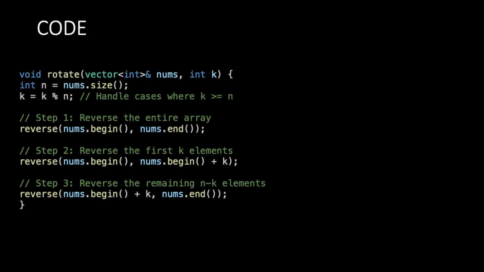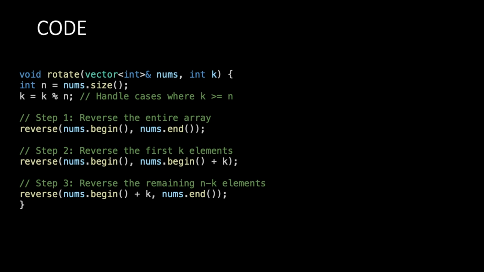Now let's look at the code part of this. This is very simple. Initially we will calculate the size of the array, n is equal to nums dot size. Okay, then we will calculate k, that is k modulo n, to handle the case where k is greater than or equal to n. Okay, now step 1, reverse the entire array. Then we will use the reverse function in C++, nums dot begin, nums dot end. We have given the starting index and an end index of that array. It will reverse the whole array.